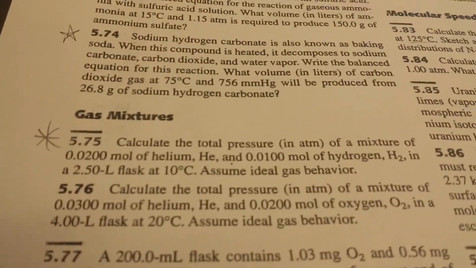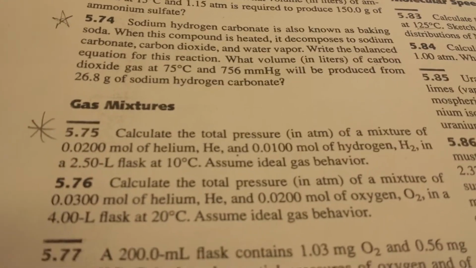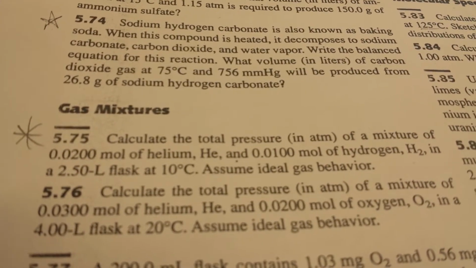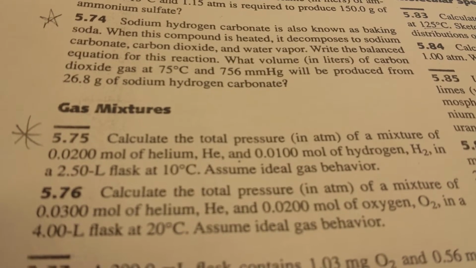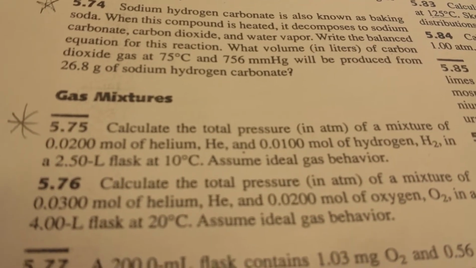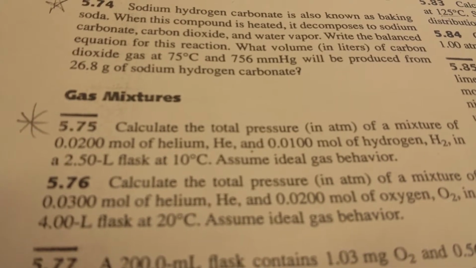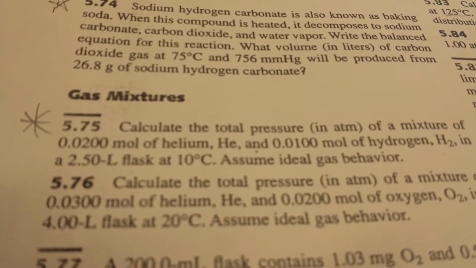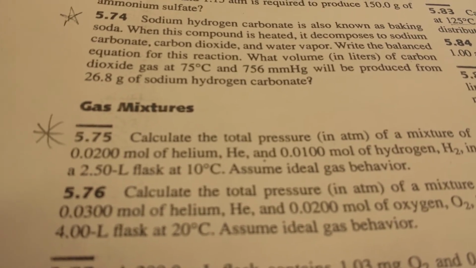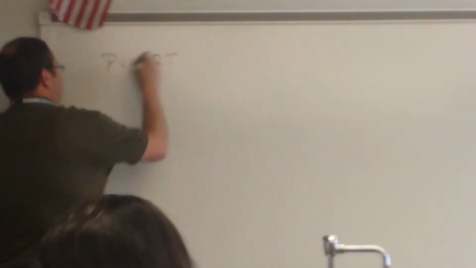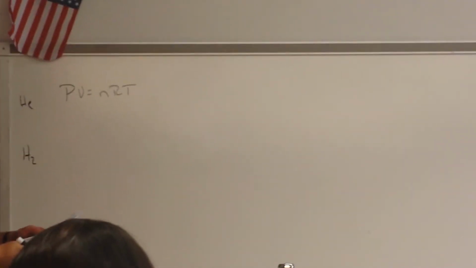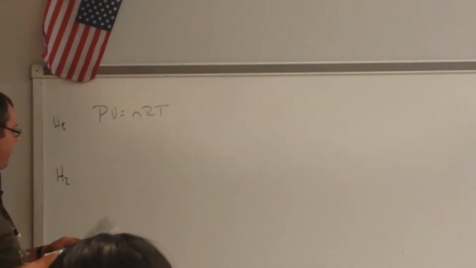Okay. So what they're asking you to do is calculate the total pressure in atmospheres of a mixture of 0.020 moles of helium and 0.01 moles of hydrogen in a 2.5 liter flask at 10 degrees Celsius. Well, what's the only equation we have to calculate moles? PV equals nRT. You got PV equals nRT for both. We've got to find pressure in atmospheres.